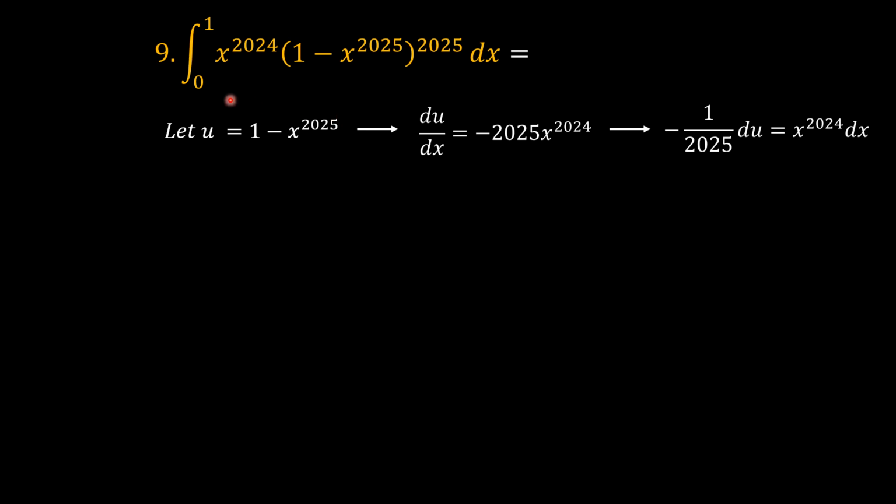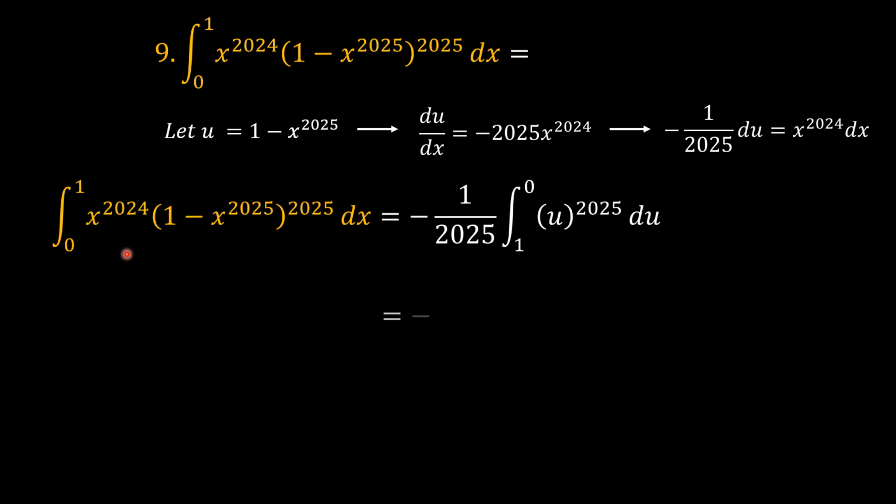But also when you look at when x equals 0, that means that u is 1 minus 0, so it's 1. When x equals 1, that means it's 1 minus 1, u is equal to 0. So our integral in the u domain becomes negative 1 over 2025 times the integral from u equals 1 to 0 of u to the power 2025, and dx times the x to the power 2024 becomes du as shown here.